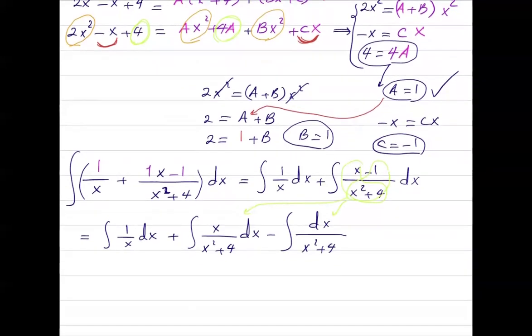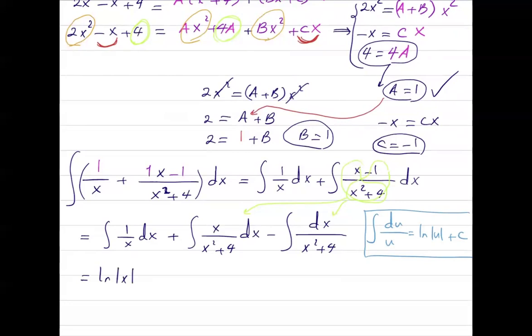Now, remember that the integral of du divided by u is ln of the absolute value of u plus C. This is from calculus. The integral of du divided by u is ln of the absolute value of u plus a constant of integration. Okay, perfect. So my very first integral becomes ln of the absolute value of x.